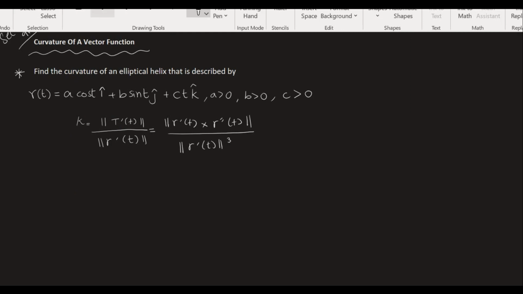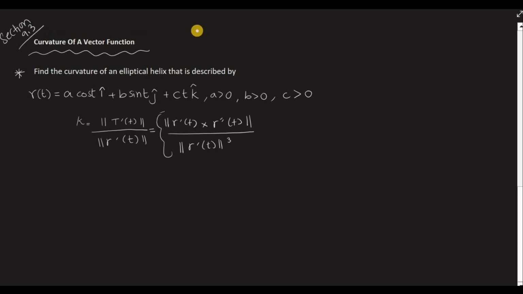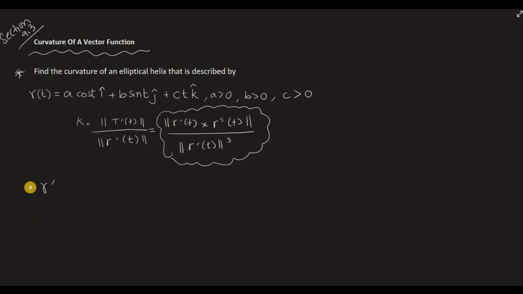So we are solving for kappa using this equation. What is the first step here? The first step is to find the derivative of the vector function. So let's find the derivative of the vector function.